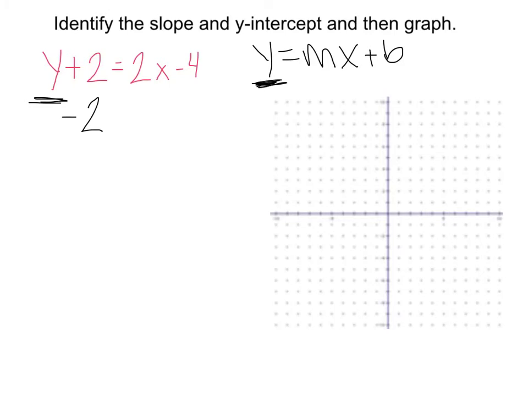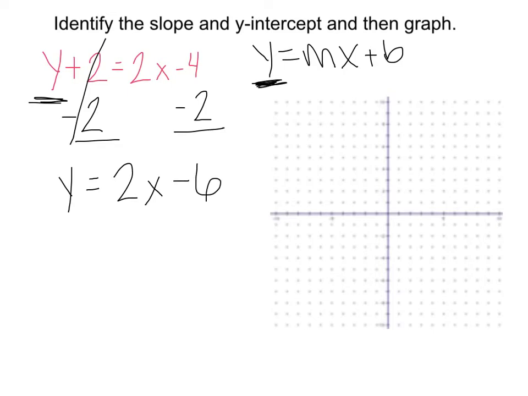I subtract it. Now, do I subtract it from the one with the x or the one without? Since it does not have an x, we have to do it with the one without. So you have y equals 2x, and negative 4 minus 2 is negative 6. Okay, and then you find your m and your b. Your m is right before your x, so 2. I'm going to put it over 1. Your b is your last number, so negative 6.